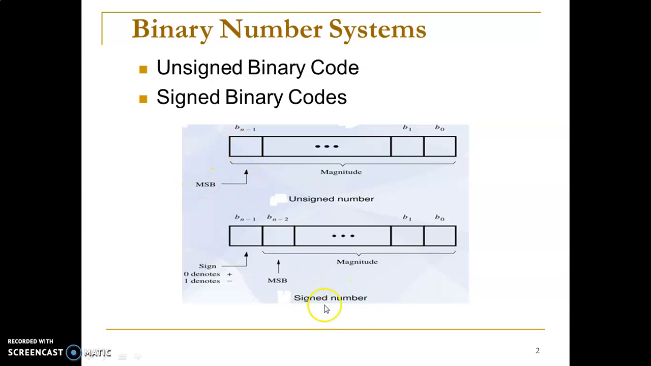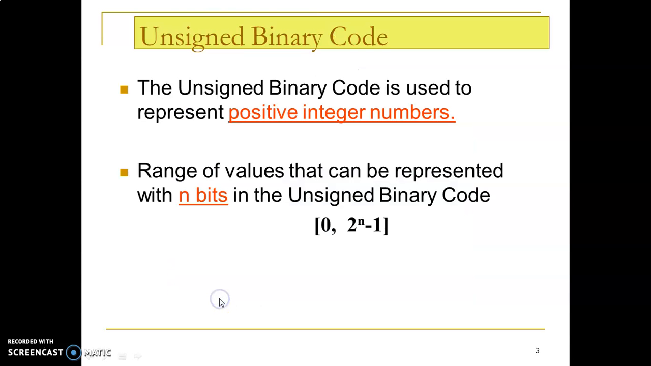The diagrammatic representation for a signed binary number is shown here in figure. So the leftmost bit represents the sign bit. The remaining bits starting from b0 to bn minus 2 represent the magnitude, and this bit is the most significant bit. The sign bit is 0 for a positive number, it is 1 for a negative number.